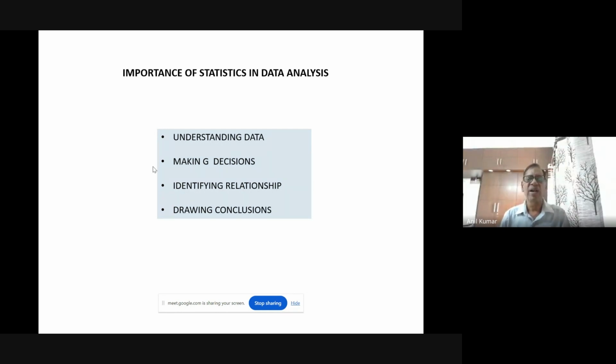We are trying to identify relationships in whatever data we have, maybe some dependent variable, maybe some independent variable. And now, in data analysis, by using statistical analysis, we are trying to identify the relationship between dependent and independent variables. And ultimately, the last part is that statistical analysis helps us in drawing conclusions about that particular data, so that we can conclude that this is the relationship between the x variable and the y variable.